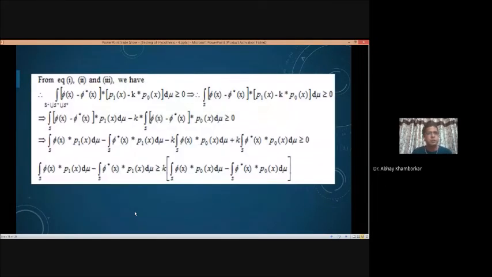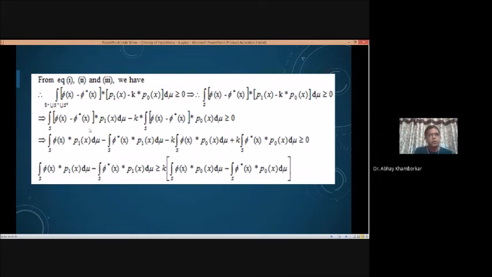So from equations 1, 2 and 3 we have the integration of this particular product over the range s plus union s minus union s naught. This integration will always be greater than equal to 0. Now the union of this is nothing but s, so that is what I have written. So the integration of this product is always going to be greater than equal to 0.